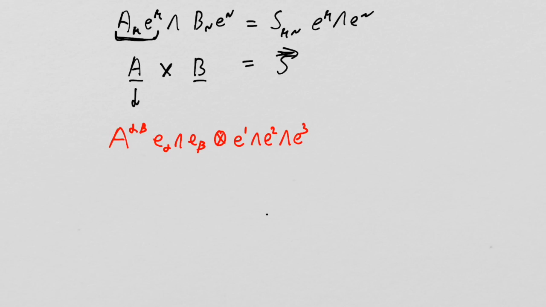But what is this thing? Well, this thing is an object that wants to consume 2 vectors, right? Let me put that in red. So you think of this as a single object. It consumes 2 vectors and one element of lambda 3, right? The exterior product of the vector spaces, the top exterior power of the vector spaces.